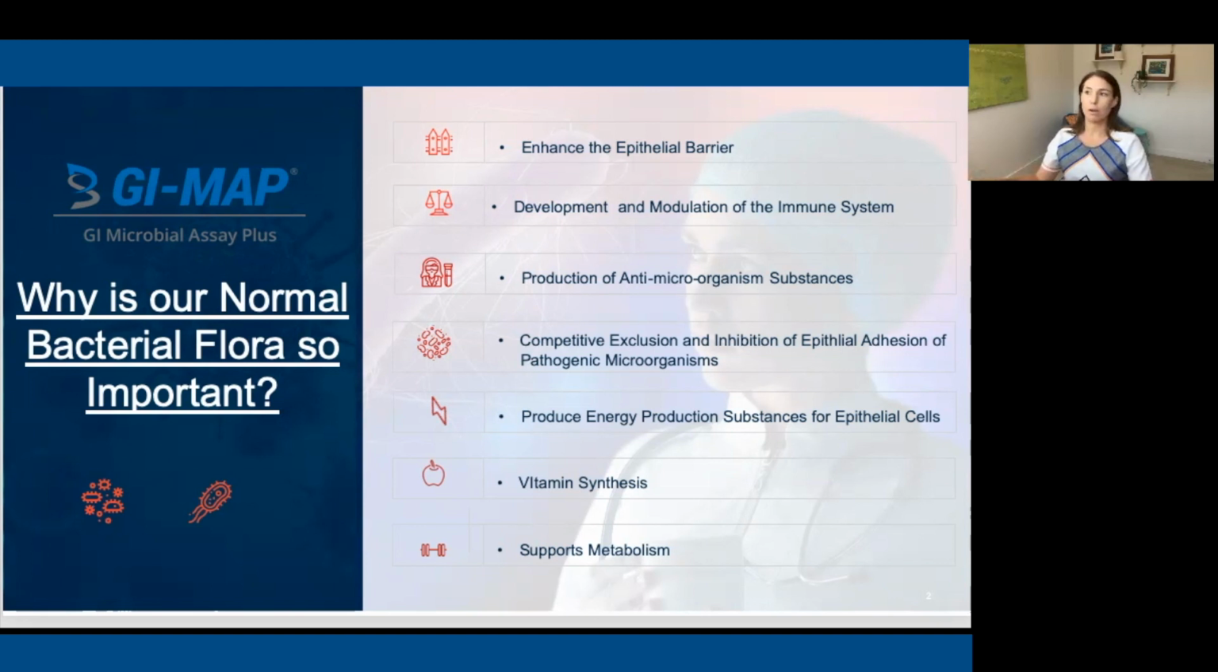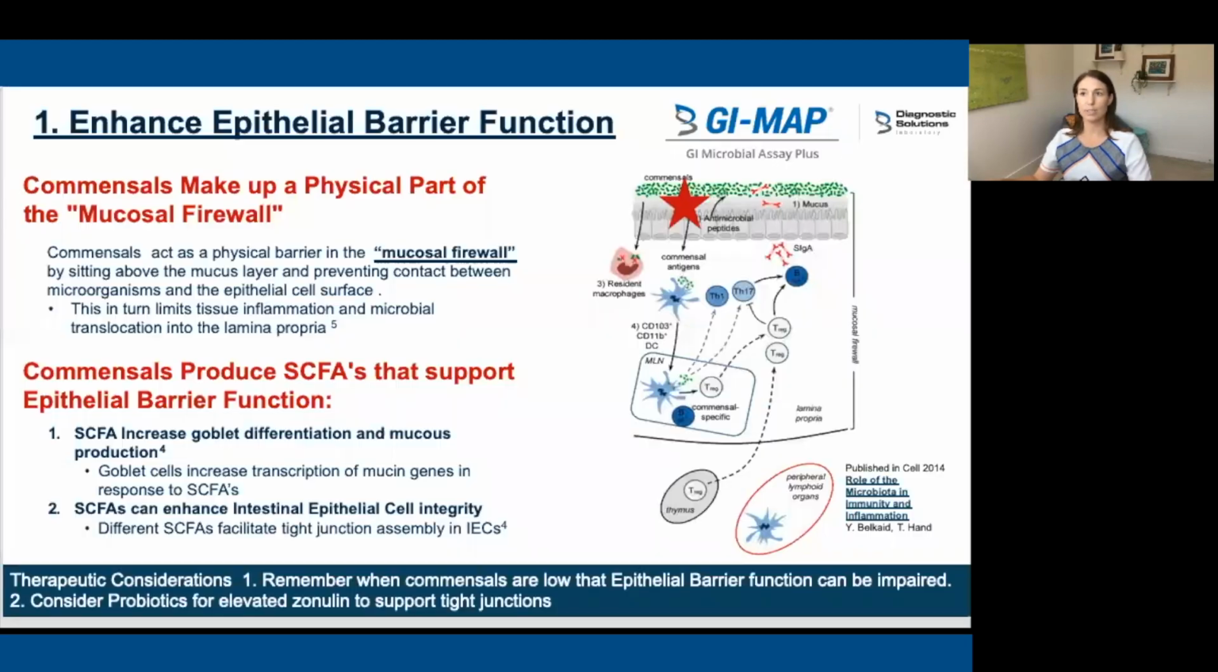So here's a list of everything that we're going to talk about today in terms of how the microbiota are going to help with these certain areas of our GI tract health and our overall health. So let's dive into the epithelial barrier function.